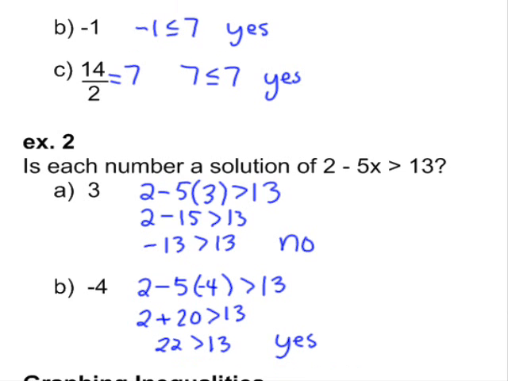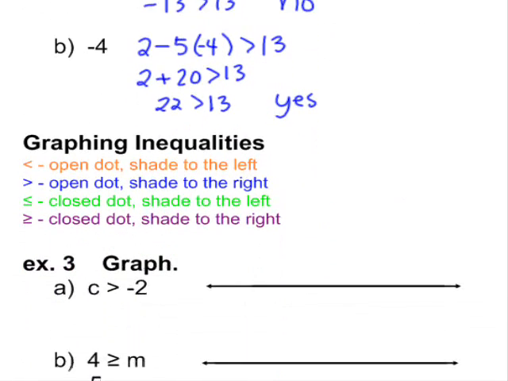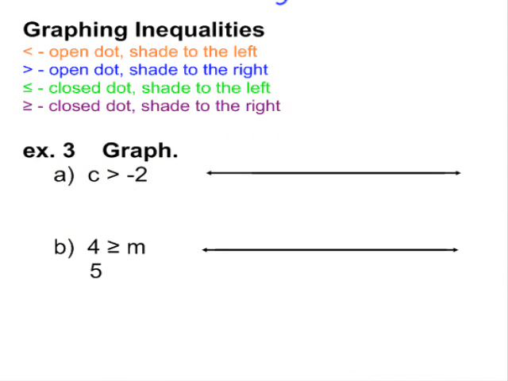Let's talk about what the graphs of inequalities look like. A couple more things to have to memorize here. If we have a less than sign, we're going to have an open dot on our graph, and we're going to be shading to the left. If we have greater than, it's going to be an open dot, but this time we'll be shading to the right side. If it's less than or equal to, our dot on the graph will be closed and filled in, but we're still shading to the left just like we did with less than. If it's greater than or equal to, it's closed as well, but we're shading to the right just like we will for greater than.